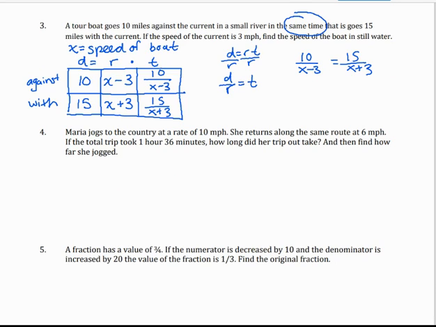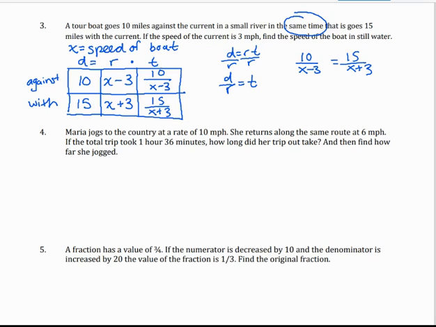Okay, if we look at number 4, Maria jogs to the country at a rate of 10 miles per hour and she returns on the same route at 6 miles per hour. The total trip was 1 hour and 36 minutes. How long did her trip out take? Then find how far she jogged.